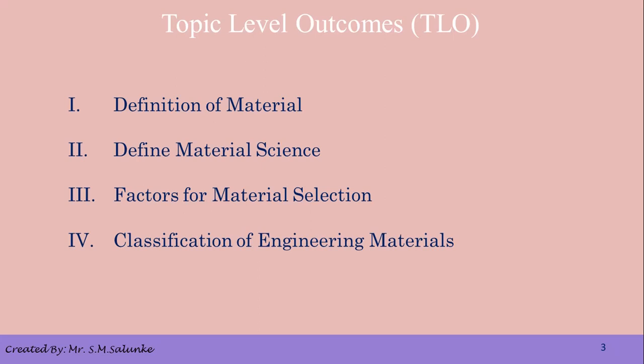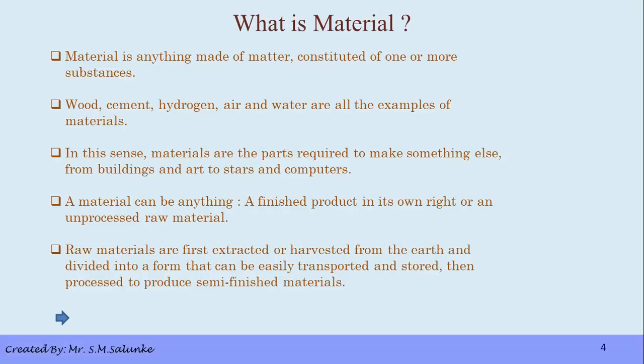First, definition of material. Second, define material science. Third, factor of material selection. And fourth, classification of engineering materials. So let's start with the most important and basic concept, that is what is a material.